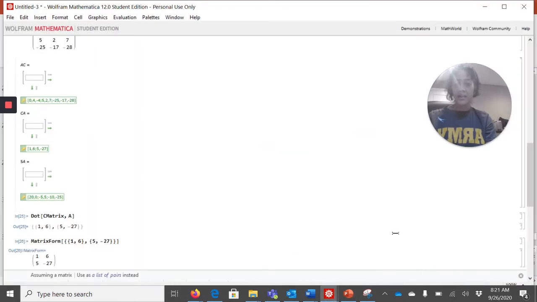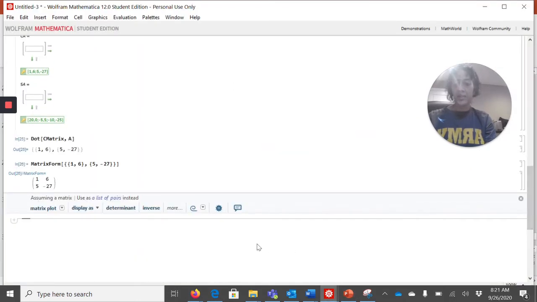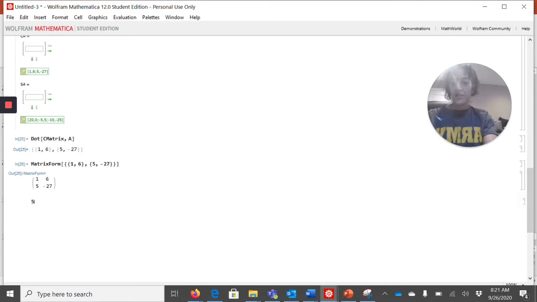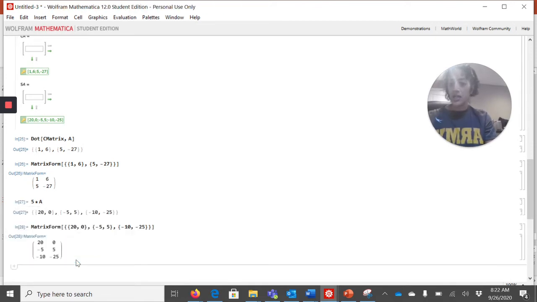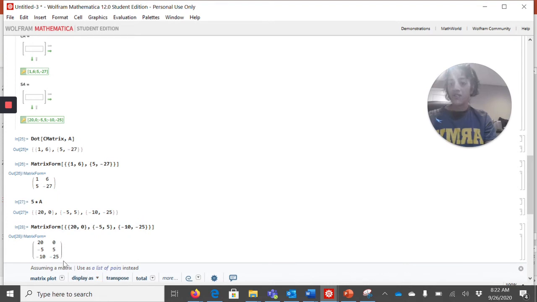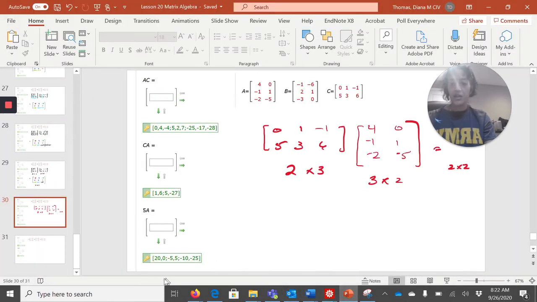What about 5 times A? Well, 5 times A, let's see what I can do here. 5 times A. Shift enter. Well, it gave me this. Let's display as a matrix. And you see 20, 0, minus 5, 5. Let's go back and see. There it is, 20, 0, minus 5, 5. So it does all of this for me.